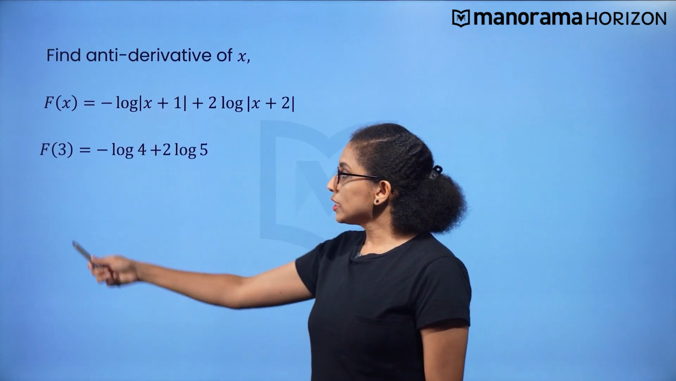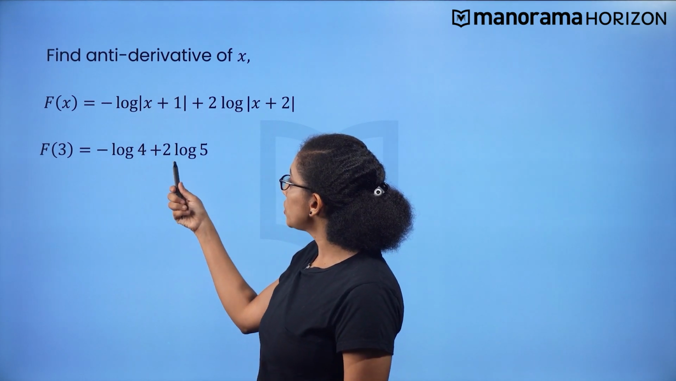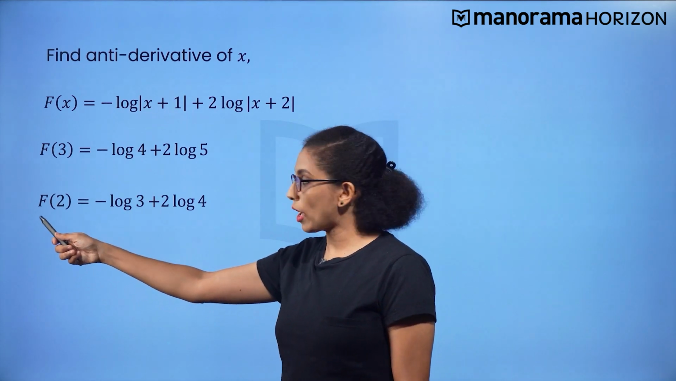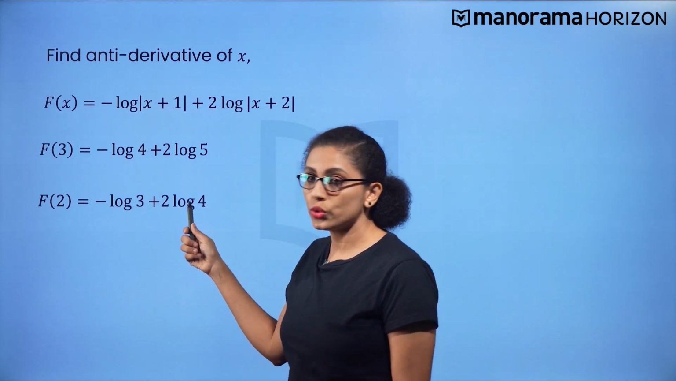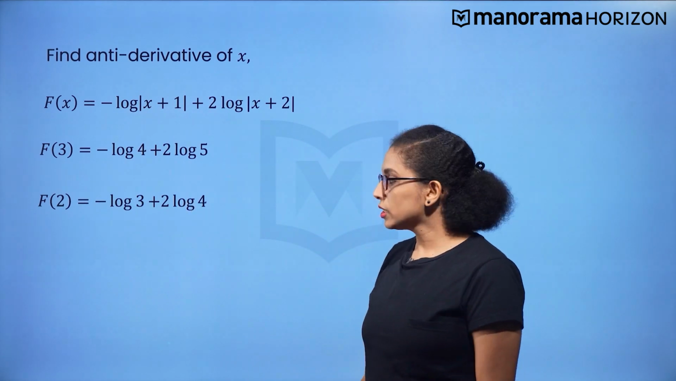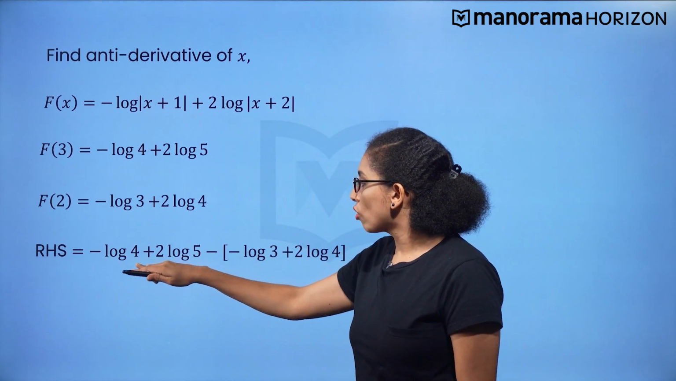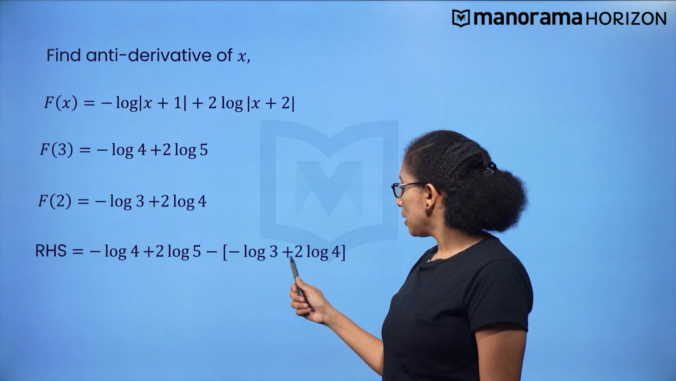Now, what is f of 3? We get it as minus log 4 plus 2 log 5. Now, what is the lower limit? That is 2. So, f of 2 is equal to, substituting the value, minus log 3 plus 2 log 4. Alright. Now, putting this in, the RHS will become minus log 4 plus 2 log 5 minus (minus log 3 plus 2 log 4).